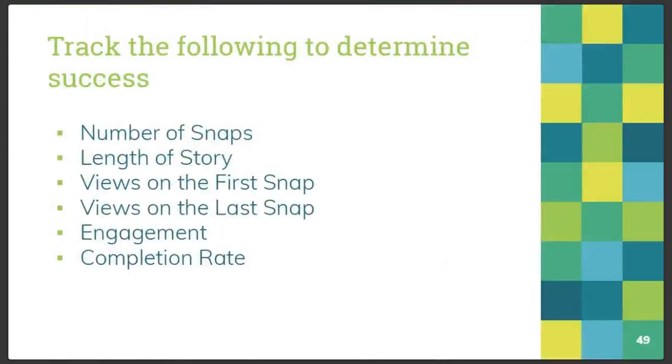You should track the following metrics, listed here, to determine the success of your Snapchat marketing strategy and to better understand what content is performing well. Number of snaps, length of the story, views of the first snap, views on the last snap, engagement, or the number of screenshots or direct messages, and the completion rate, which is the percentage of people who watch a story from beginning to end. And you can calculate that number by dividing the number of story completions by the unique view count and multiplying it by 100. Like I said, there are no robust analytics here.